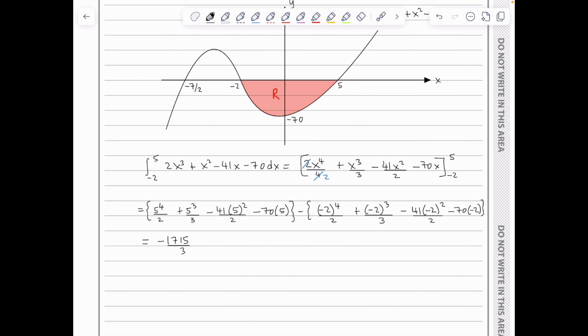Now we shouldn't be surprised that we got a negative answer. The negative indicates that we're lying below the x-axis. However, the area as a concept is always positive, and therefore we conclude that R is equal to 1750 over 3 squared units.